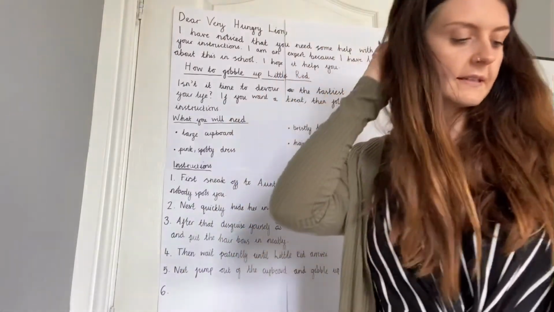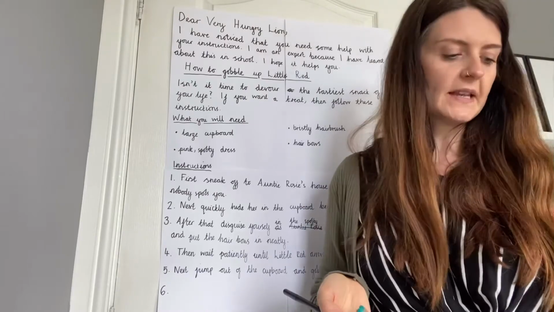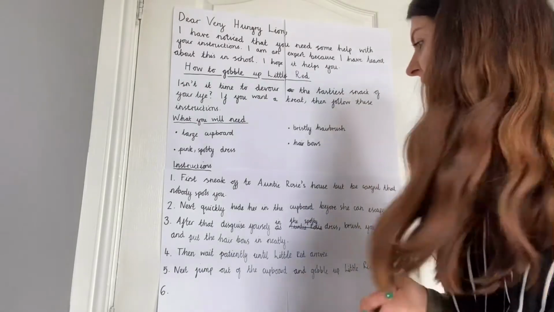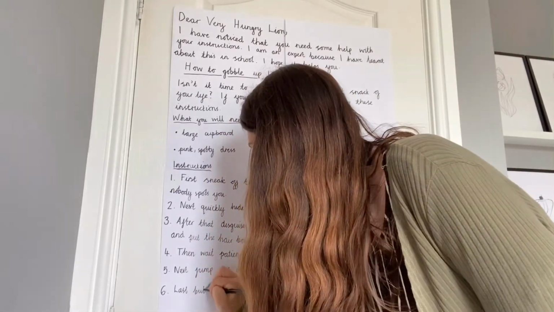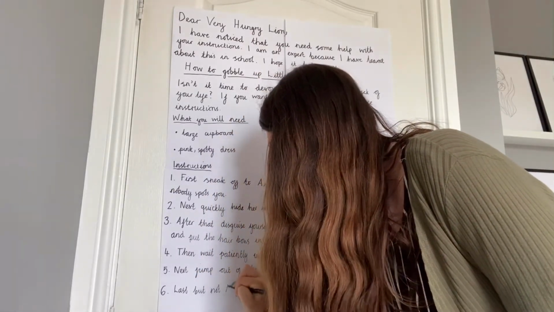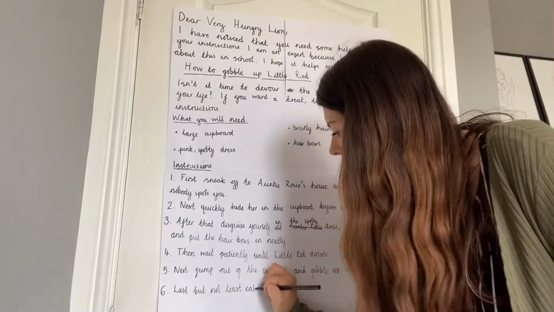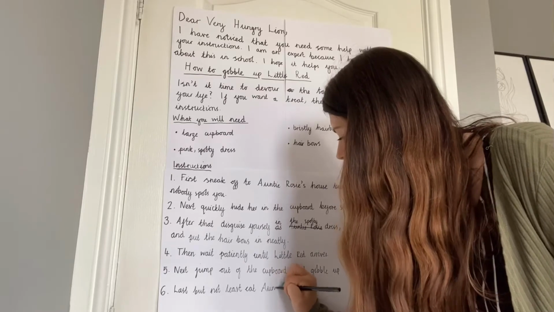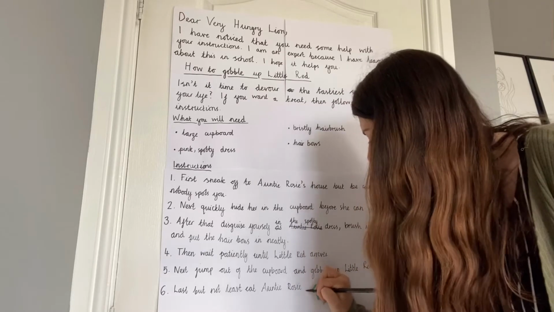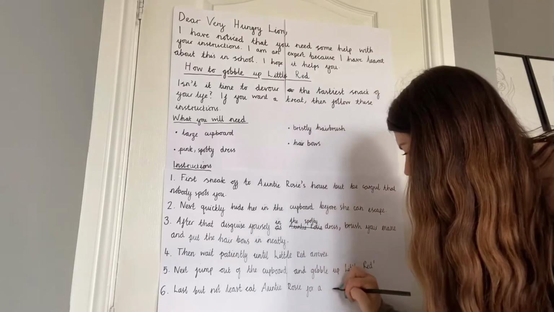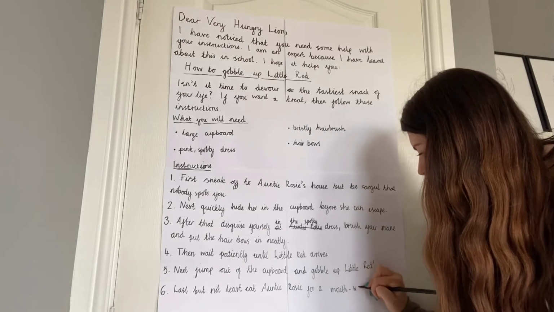And number 6, last but not least, I'm going to use eat Auntie Rosie for a mouth-watering pudding. Eat Auntie Rosie for a mouth-watering pudding. Great.